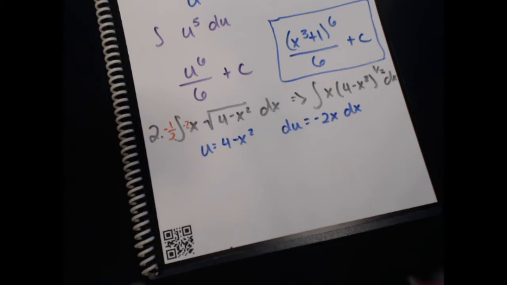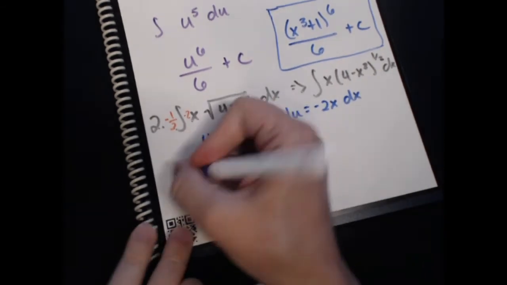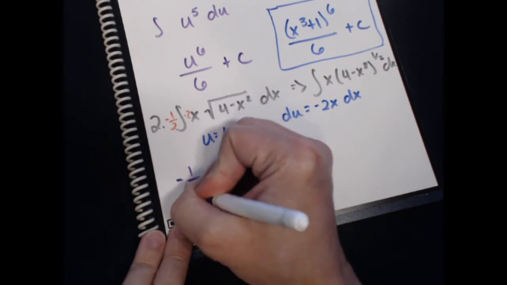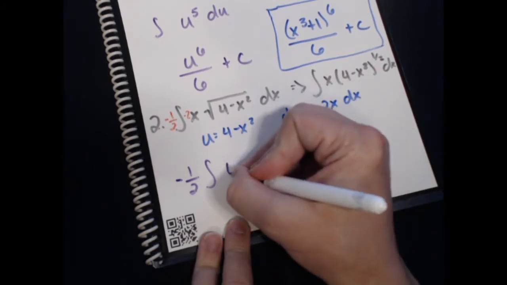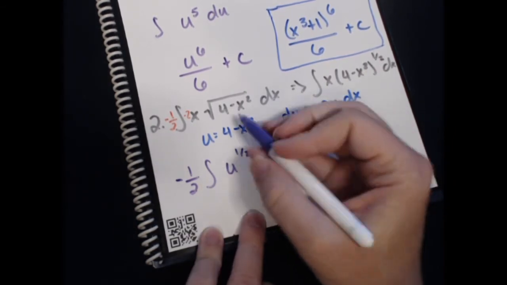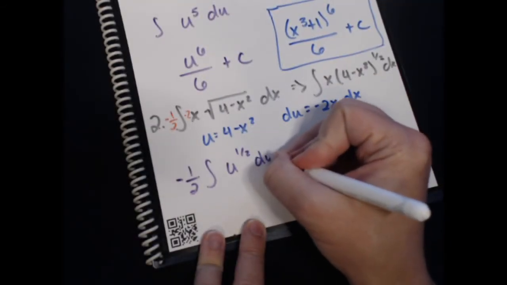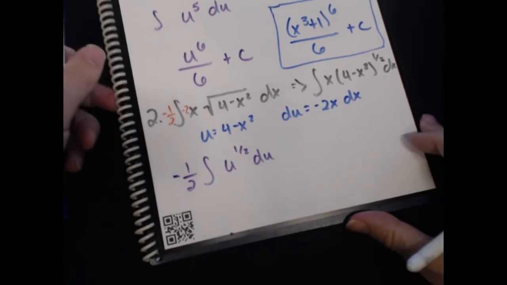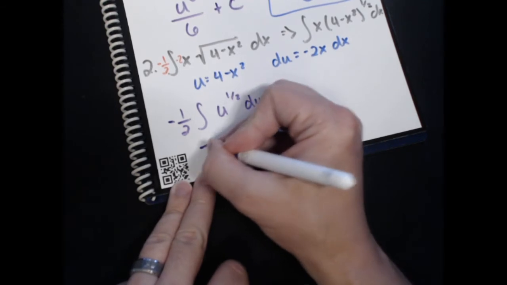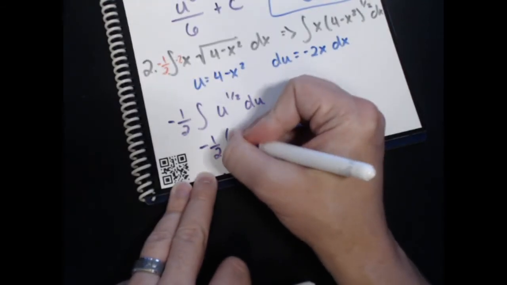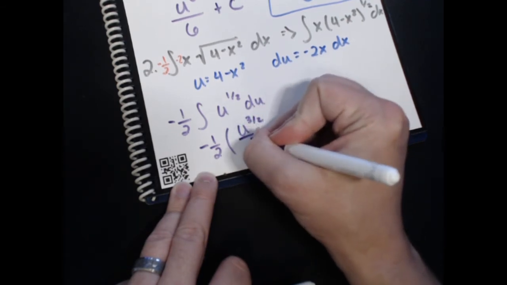All right, so that means when I rewrite this, let me go back to purple. I have negative 1/2, and I'm going to integrate. Well, I have my u. It is to the 1/2 power, so u to the 1/2. And my du is negative 2x dx. So I got my du. And then I go back and do what I did in the previous problem. I'm going to add 1, which I add a 2 over 2, so this becomes negative 1/2. And then I'm going to put a parentheses.